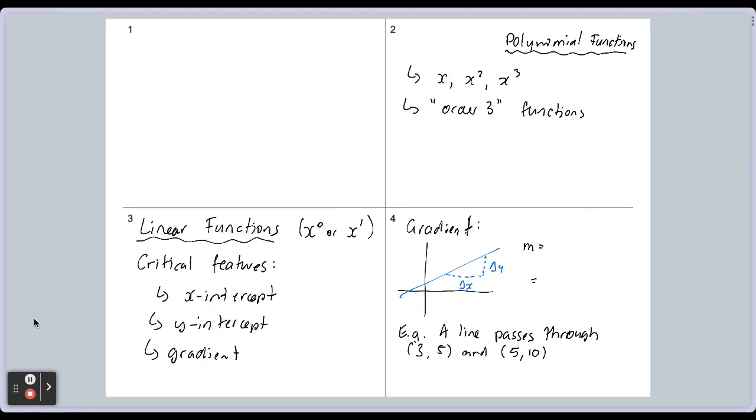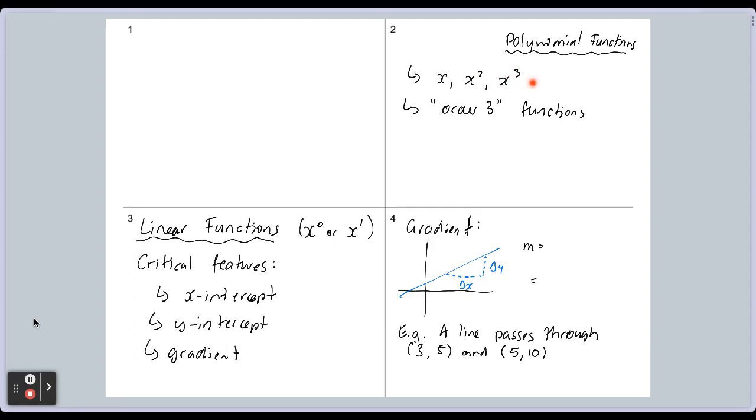Okay, so don't write this down, this bit in slide 2 there. I just want to say that polynomial functions in this course are limited to powers of 1, powers of 2, or powers of 3. So linear, quadratic, and cubic. That's as high as we go.